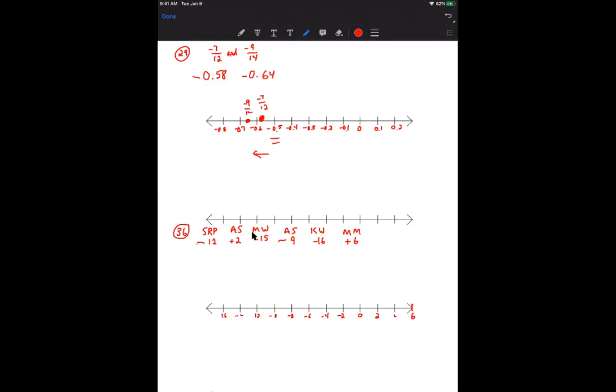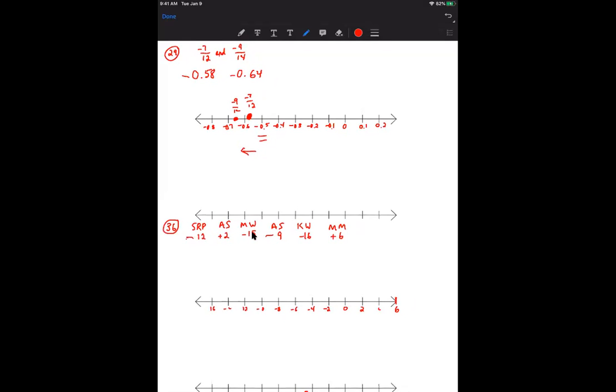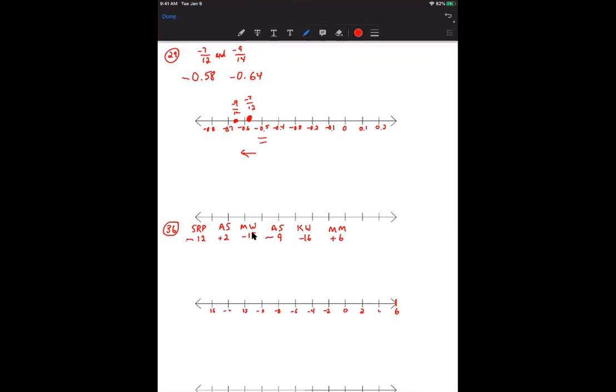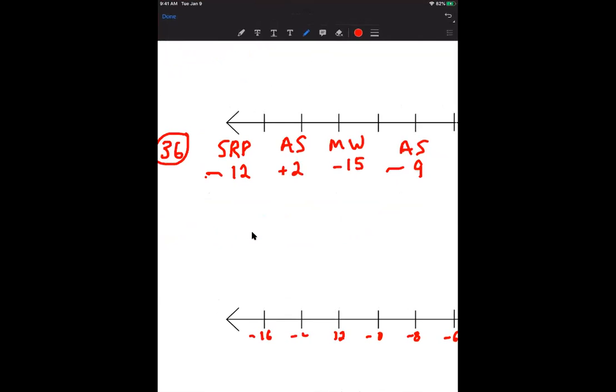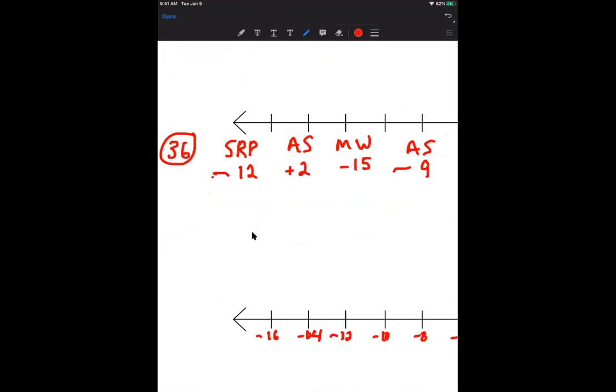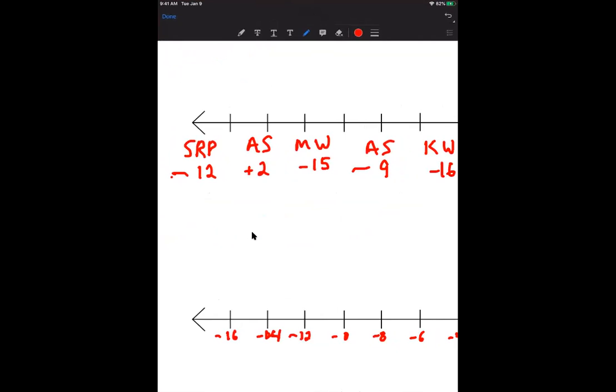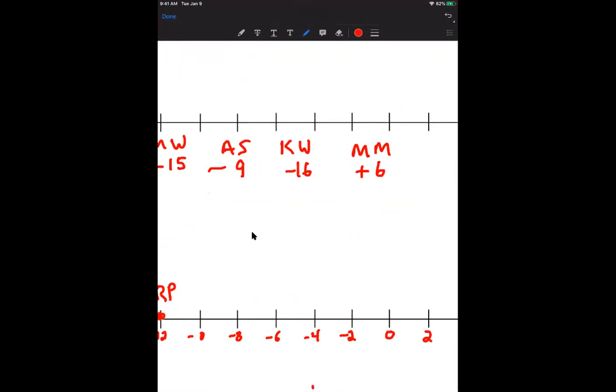So if you look at how I labeled the graph, I went from negative 16 all the way to a positive 6. And I went in every 2. For some reason, this Adobe doesn't want to save what I wrote on there. I apologize. So the first one we're going to look at is the SRP is a negative 12. So I'm going to put a dot, and we can just put the player SRP. AS is at 2.